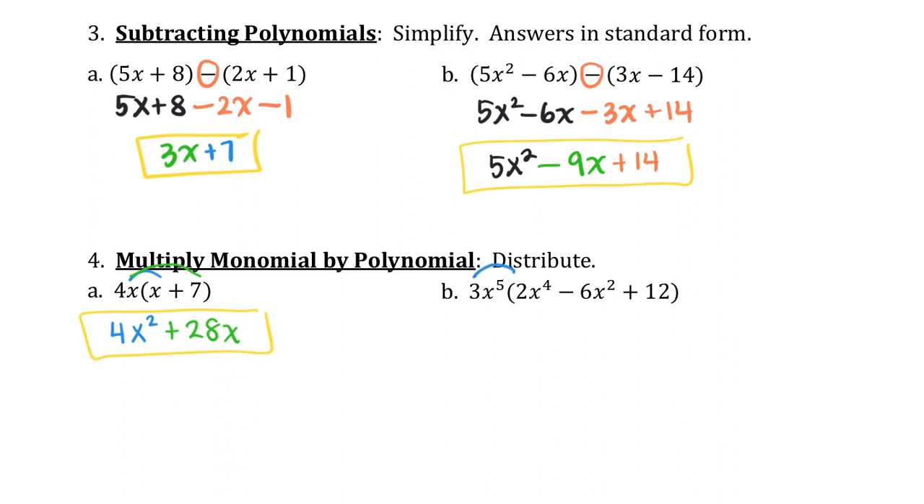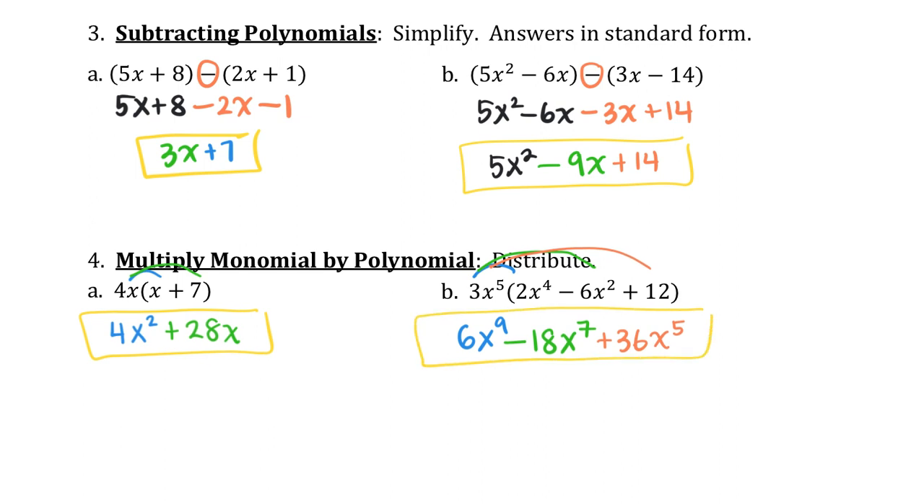3 times 2, 6. x to the fifth times x to the fourth. I'm going to add the exponents. Minus 18, x to the 5 plus 2, 7. 3 times 12, plus 36, x to the 5th. Okay, this is a nice answer. There's no like terms. They all have different exponents. So this is the best, most simple answer I can give.